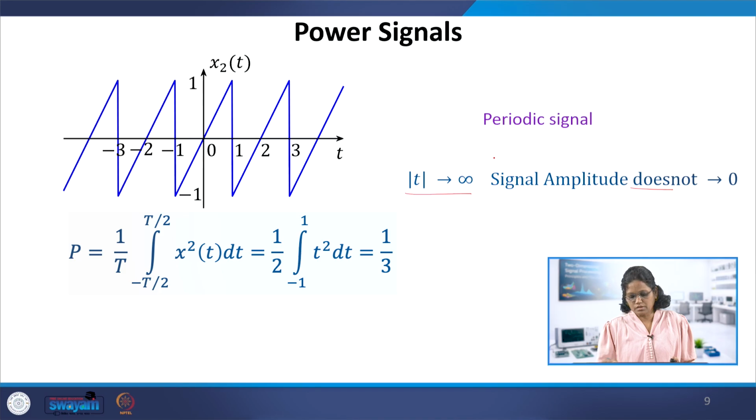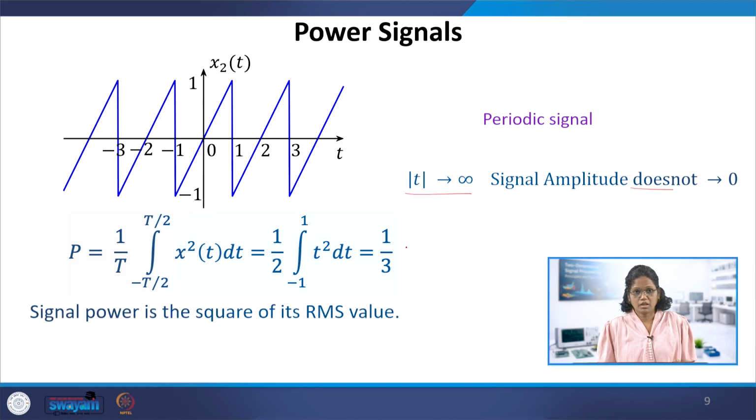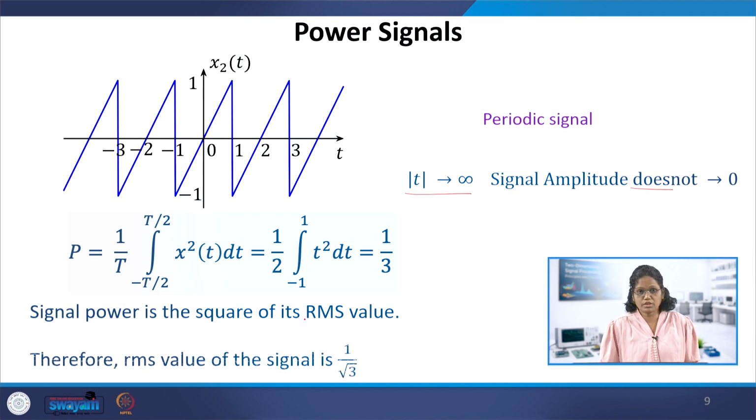It's a periodic signal, so the observation is that it doesn't go to 0 as t tends to infinity. So immediately you can find the power of this signal, which is 1/3. We can also find the RMS value, the root mean square value, from the power. The signal power is equal to the square of its RMS value, where the RMS value of the signal is 1/√3. If you square it, you get the power, and if you take the root of the power, that gives the RMS value.